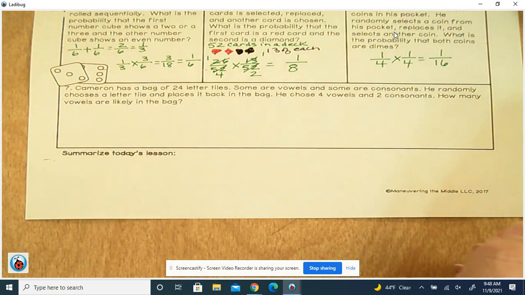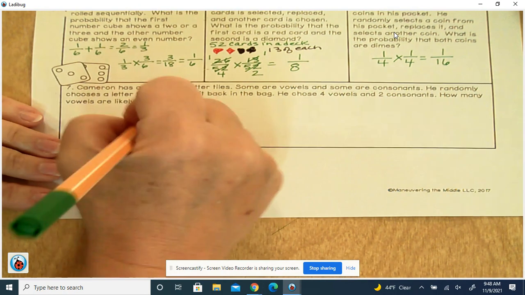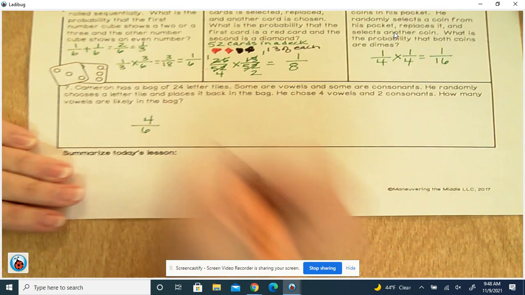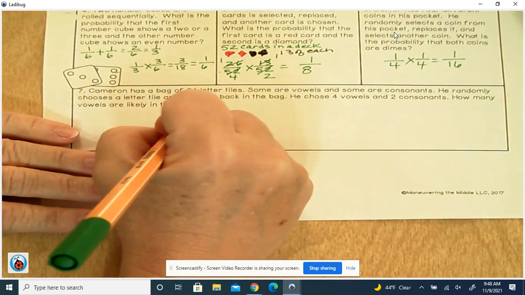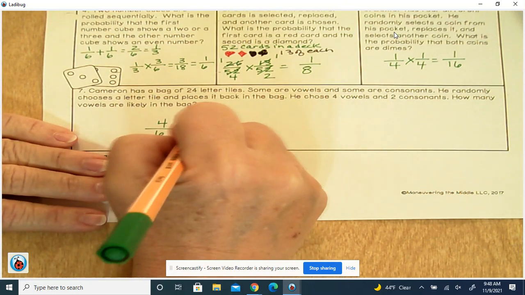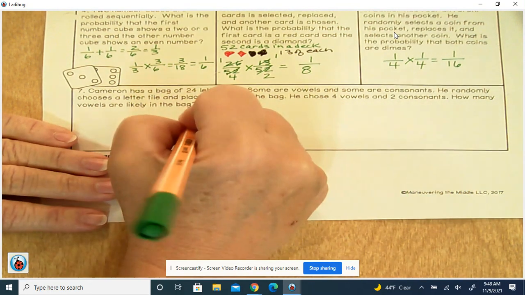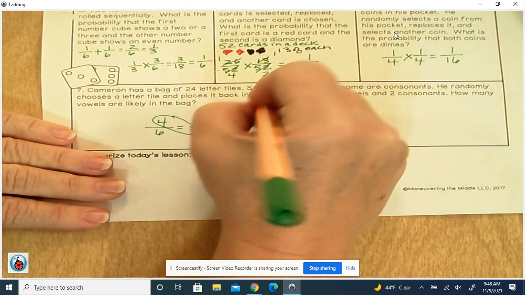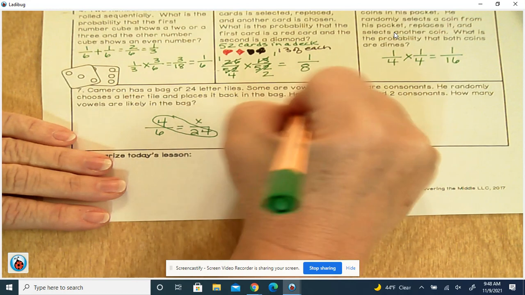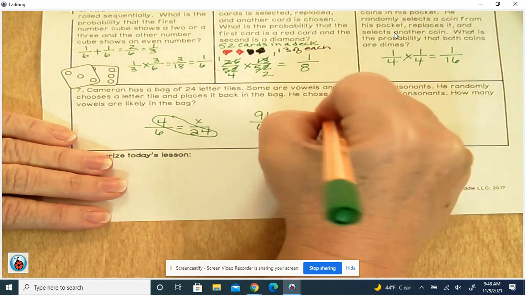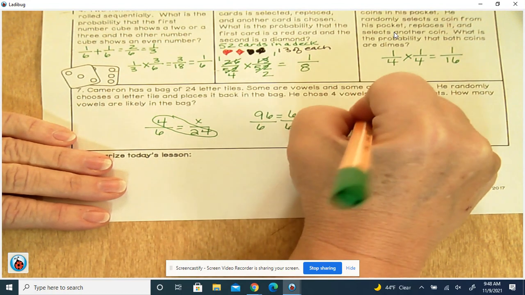So how many has he pulled out already? Which is 6. He's pulled out 6 outcomes, and 4 of those are vowels. So we're going to take that setup right there, set it equal to 24 being the whole on the bottom, and then do the multiplication. So 24 times 4 is 96, equals 6x. Divided by 6, x equals 16 vowels.